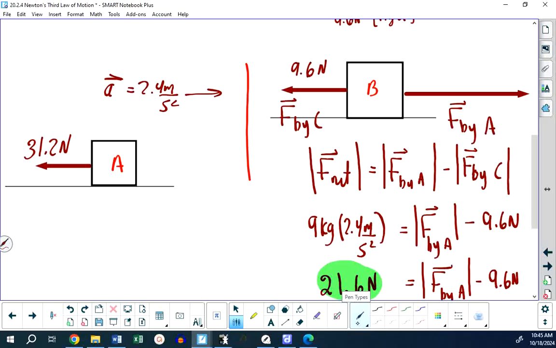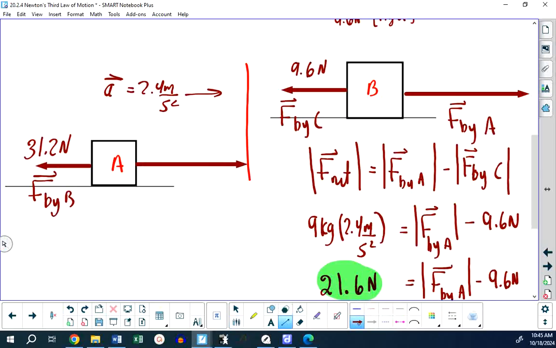This is the force on A by B. This will be the force on A by the hand. And it has to be greater than 31.2, otherwise box A wouldn't accelerate to the right. The net force has to be in the direction of the acceleration.